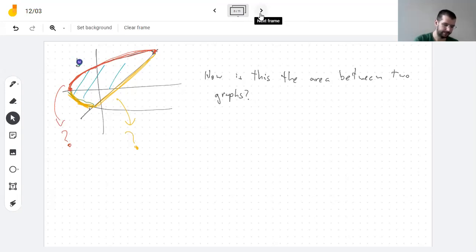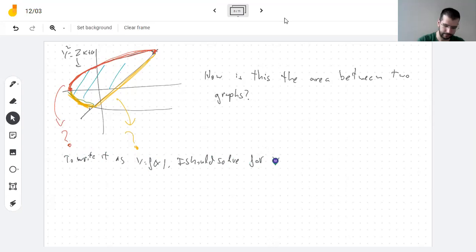So this is a parabola. The parabola was y squared equals 2x plus 6, which I guess means, how to write this as a function. What I should do is solve for y. So y is, I guess, the positive or the negative square root of 2x plus 6.